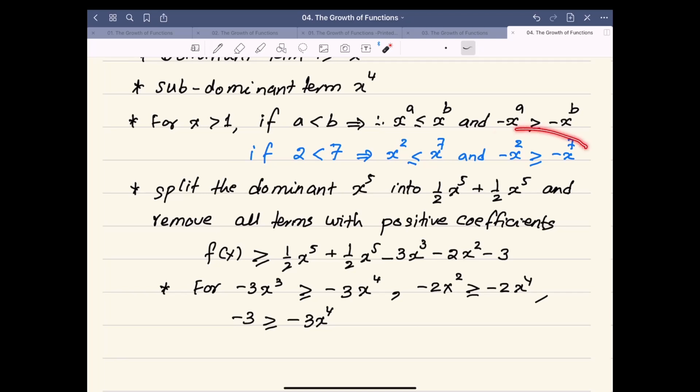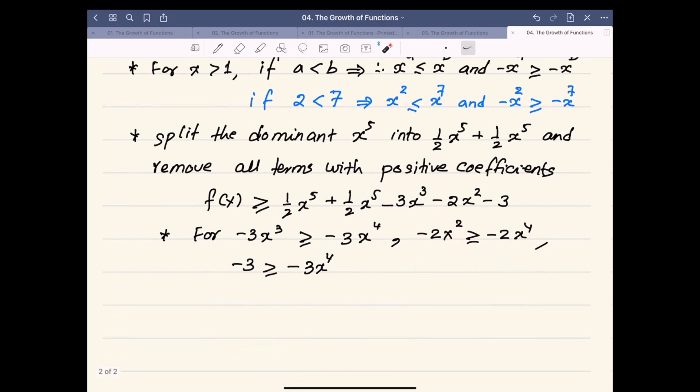Remember that if we have two power functions and both are negative, then the one with the smaller power will be larger than the one that has the larger power. So here we have x squared, both are negative, so this power function is greater than or equal to this power function. We will do this replacement over this polynomial.